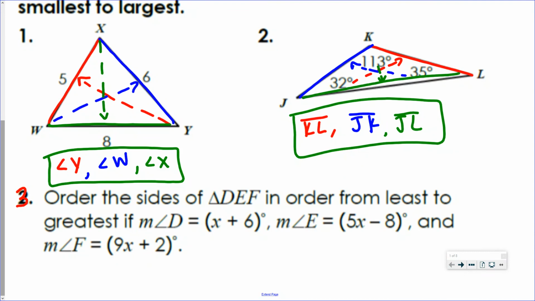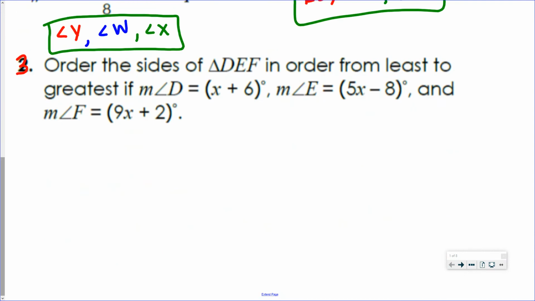This one was interesting, this last one. I like it because there's a little bit of algebra. It says order the sides of triangle DEF from least to greatest if the measure of angle D is x plus 6 degrees, the measure of angle E is 5 times x minus 8, and the measure of angle F is 9 times x plus 2. Okay, so you could sketch a little picture if you wanted to help you.